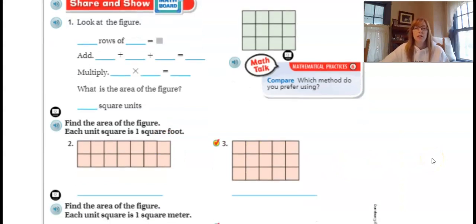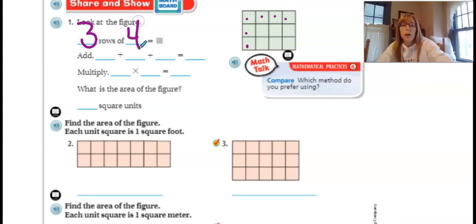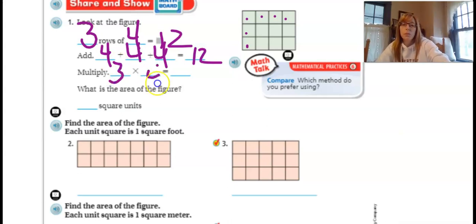It says, look at the figure. It says, how many rows? Well, there's 1, 2, 3. So there are 3 rows of 1, 2, 3, 4. And so we could do 3 rows of 4 equals. So there's 4, 8, 12. So there's 12 when you add them up. So we're going to do 1 group of 4 plus 1 group of 4 plus 1 group of 4 equals 12. We could multiply 3 groups of 4 equals 12. So what is the area?